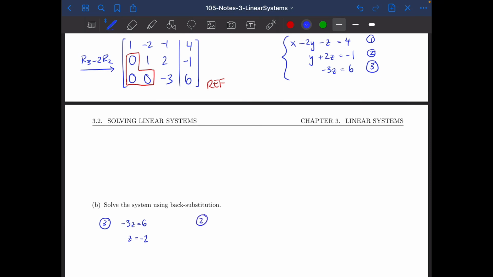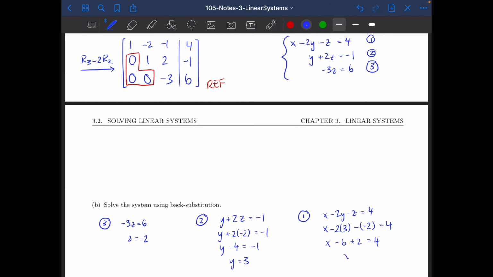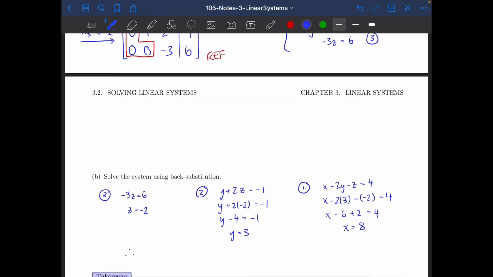Then I move to equation 2. y plus 2z equals minus 1. Now I know that z is equal to minus 2, so y plus 2 times minus 2 is equal to minus 1, and I can solve for y. y minus 4 is minus 1, and so y is equal to 3. And equation 1 will allow me to solve for the remaining variable, which is x. x minus 2y minus z equals 4. Now I'll plug in the y and z I've just found. So x minus 2 times 3 minus minus 2 equals 4. And I have x minus 6 plus 2 equals 4. And so x is equal to 8. And so I've solved the system. The solution is x, y, z equals 8, 3, minus 2.